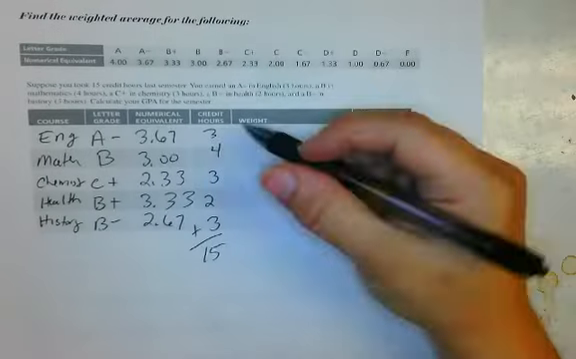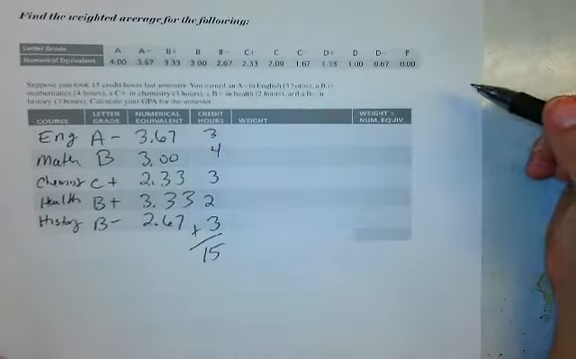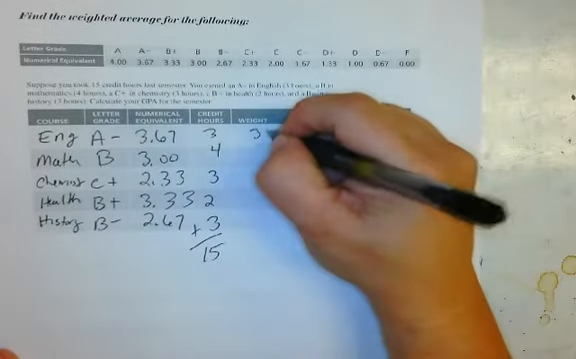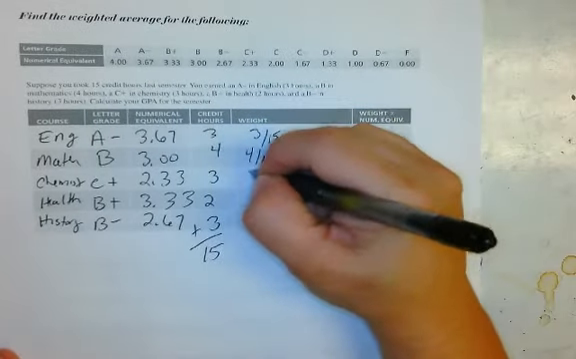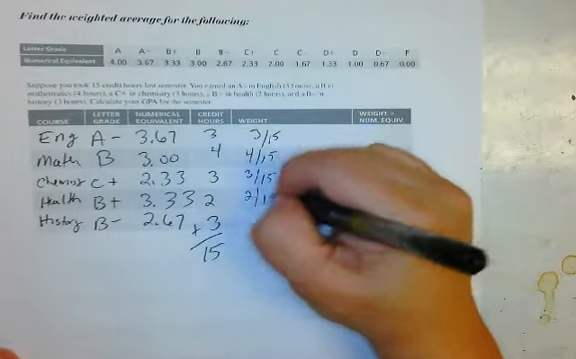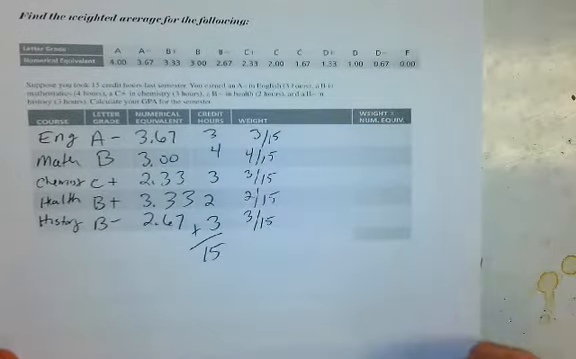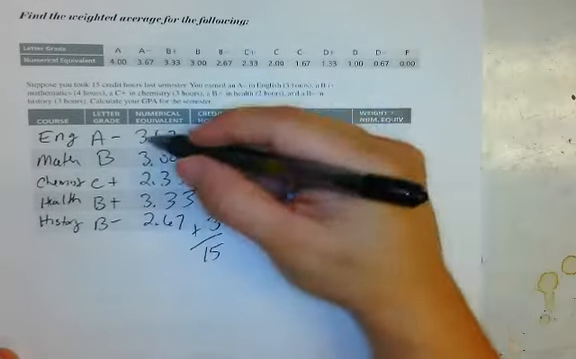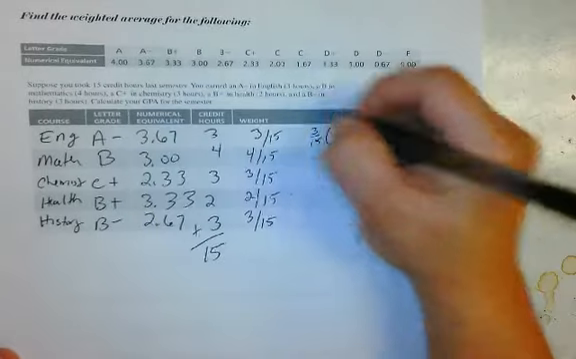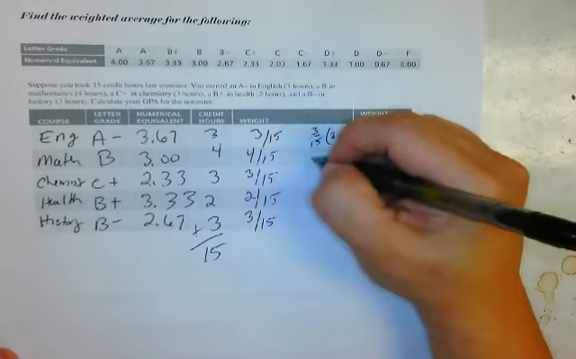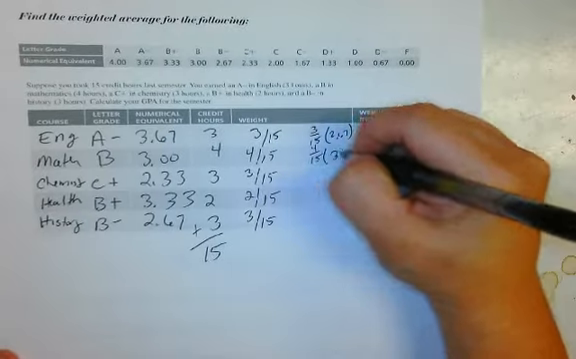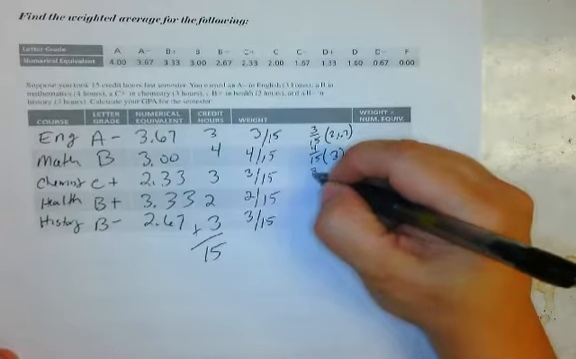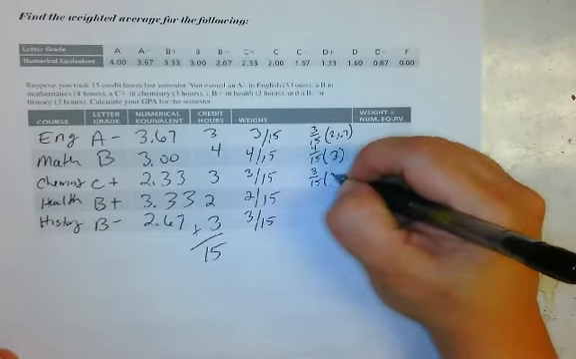Here is my completed table. If I add up all of the credit hours, there's 15 credit hours altogether. The weight of this is the fraction. 3 out of 15, 4 out of 15, 3 out of 15, 2 out of 15, and 3 out of 15. But what they want is the weight times the numerical equivalent, which is the fraction times the GPA for each of the class. Now I'm leaving space because in here they want me to put the decimal version of whatever that is.